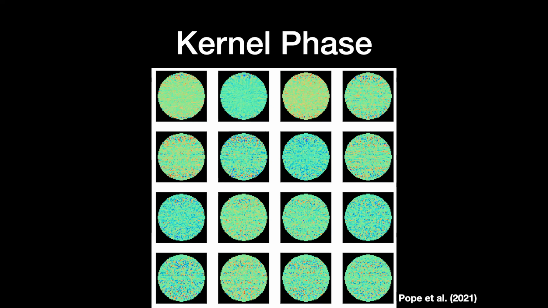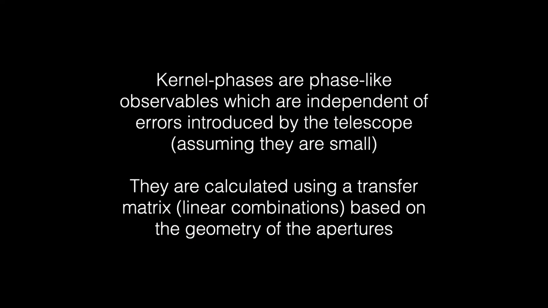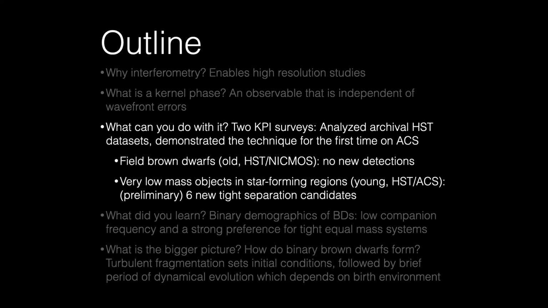So a little bit abstract in the last step there, but it's relatively simple at the most basic terms. Kernel phases are these phase-like observables, which are independent of errors introduced by the telescope, so they self-calibrate out. And they're calculated using this linear transformation, a matrix, based on the geometry of either your mask or your simulated mask on your aperture. So hopefully I've convinced you that this is not just all black magic. Don't worry if it doesn't make complete sense. It took me a while to get around this as well. But it's not magic, I promise. Just linear algebra.